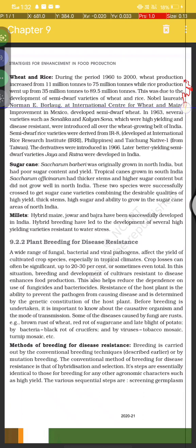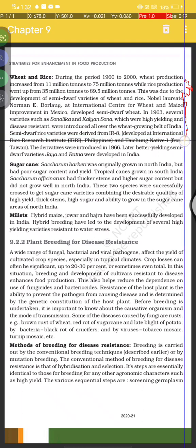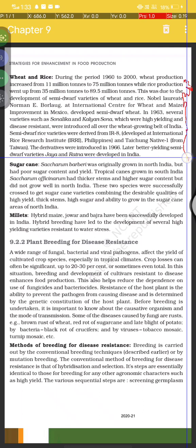Nobel laureate Norman E. Borlaug at the International Center for Wheat and Maize Improvement in Mexico developed semi-dwarf wheat in 1963. Several varieties such as Sonalika and Kalyan Sona, which are high yielding and disease resistant, were introduced all over the wheat growing belt of India. And semi-dwarf rice varieties are derived from IR8 developed at the International Rice Research Institute, Philippines, and Taichung Native 1 from Taiwan, and the derivatives were introduced in 1966, and later better yielding semi-dwarf varieties Jaya and Ratna were developed in India.